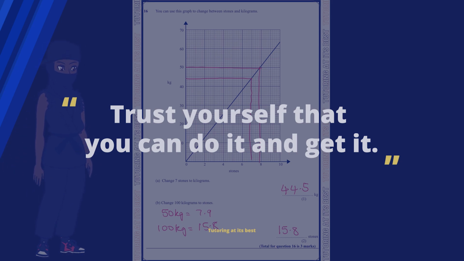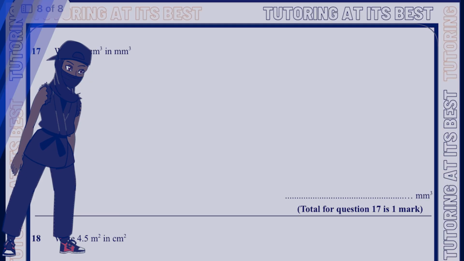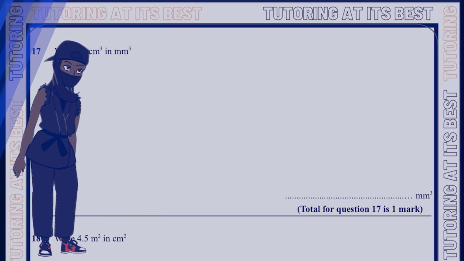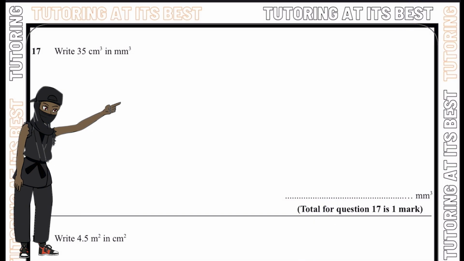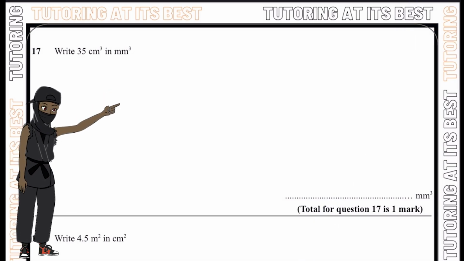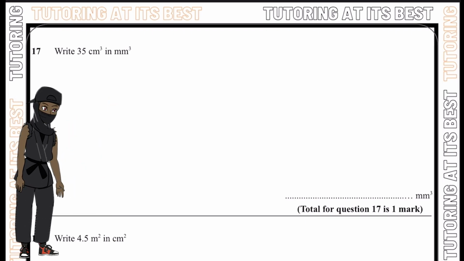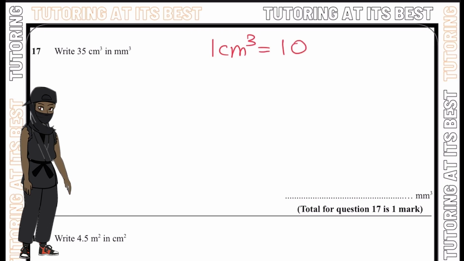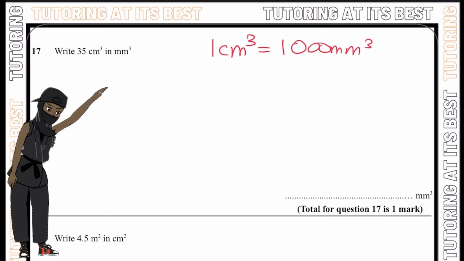Beautiful work. Alrighty, we've got some final challenge questions here. Write 35 centimeters cubed in millimeters cubed. Now, that's an interesting question. So what do we have to do here? Well, the first thing we know is that the conversion between centimeter cubed and millimeter cubed is 1,000. So let's write 1 centimeter cubed is equivalent to 1,000 millimeter cubed.